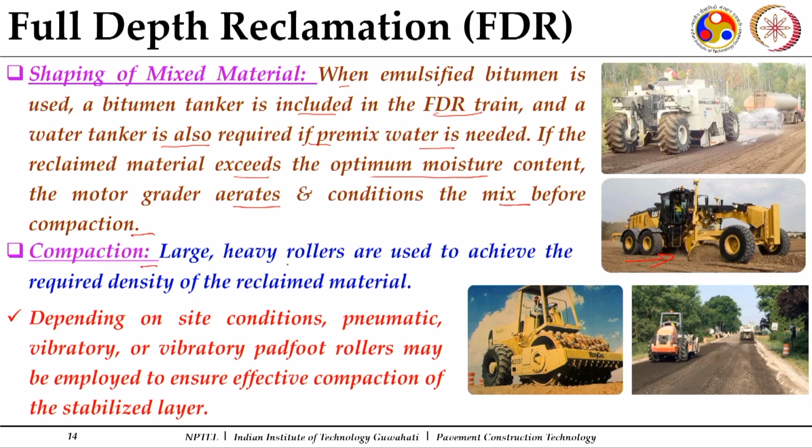And then compaction. Large heavy rollers are typically used to achieve the required density of the reclaimed material, and as mentioned earlier, because we typically go for depths of 100 to 300 mm, heavy rollers are required depending upon site conditions. Pneumatic, vibratory and vibratory pad foot rollers can be employed for effective compaction of the stabilized courses, and you can see this is how it looks when you have reclaimed the existing surface to produce a stabilized base course.